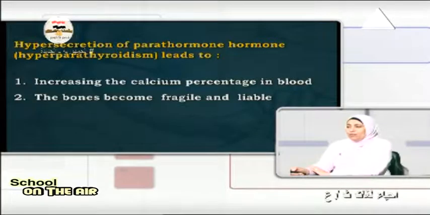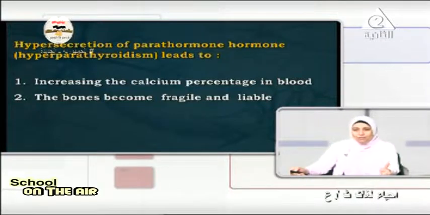Hypersecretion of parathyroid hormone, or hyperparathyroidism, is another name for hypersecretion. Hypersecretion of parathyroid hormone leads to an increased calcium percentage in the blood. The bones become fragile and liable, which means the bones break easily.